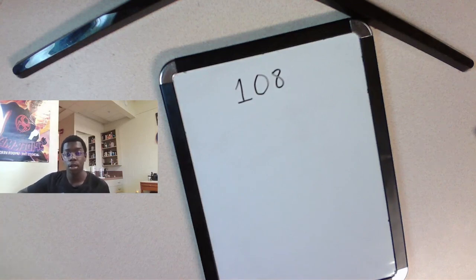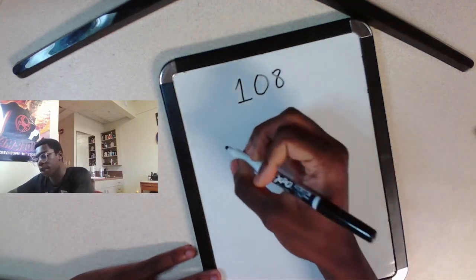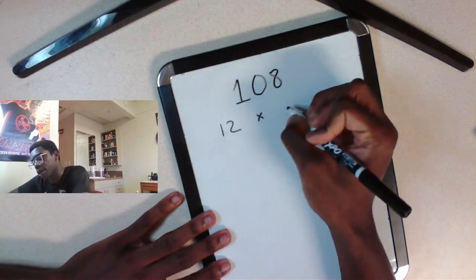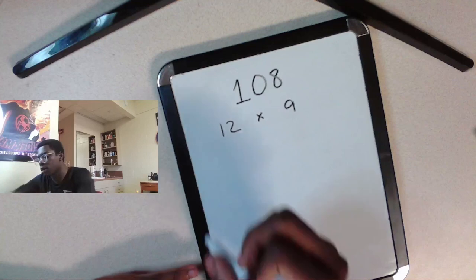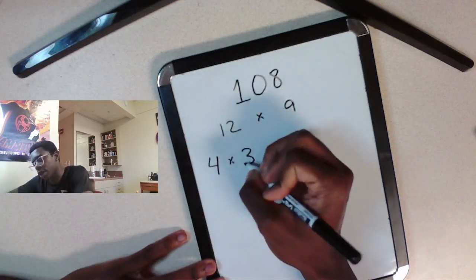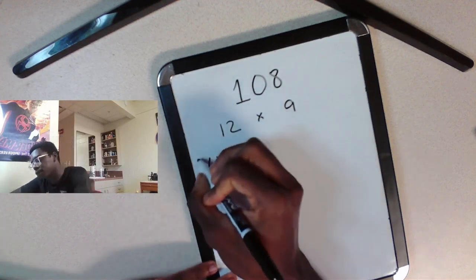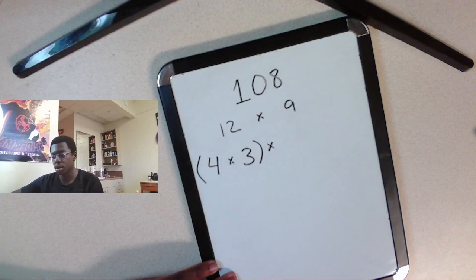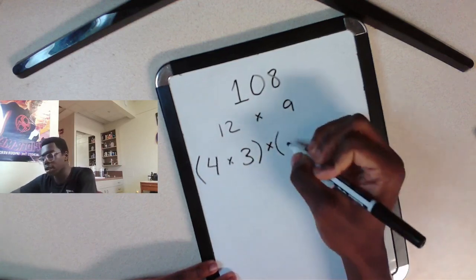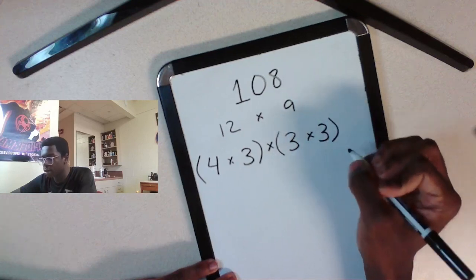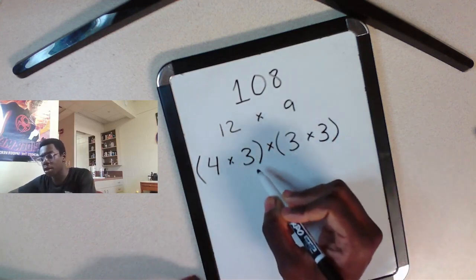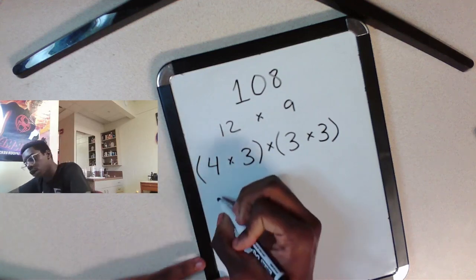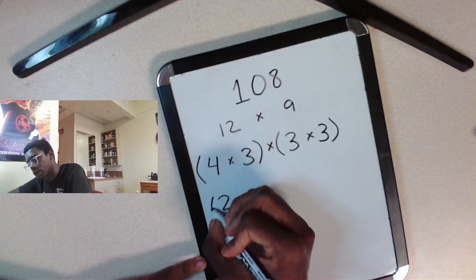This is one of our times tables. It's 12 times 9, right? So we can break this up into 12 times 9. Well, we could also break up 12, right? We could break up 12 into 4 times 3. That works. Times, and then we can break up 9 too into 3 and 3, right? We can't break up 3, but 4, we can break that one up too. We can break that into 2 times 2, right?